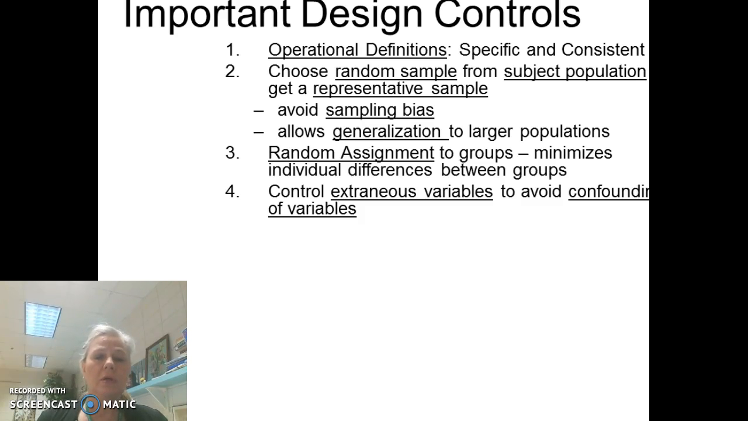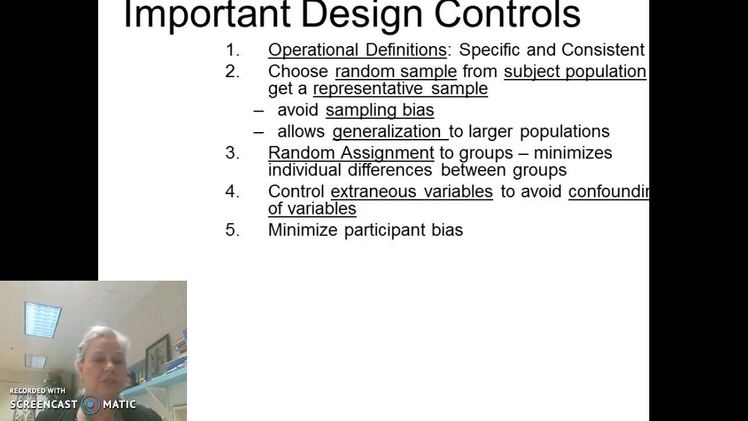We must control extraneous variables to avoid confounding of variables. Let's say I'm doing the same study on people with test anxiety, and I test the control group in the morning and the experimental group in the afternoon. That's going to be an extraneous variable. People might react differently to tests depending on the time of day.